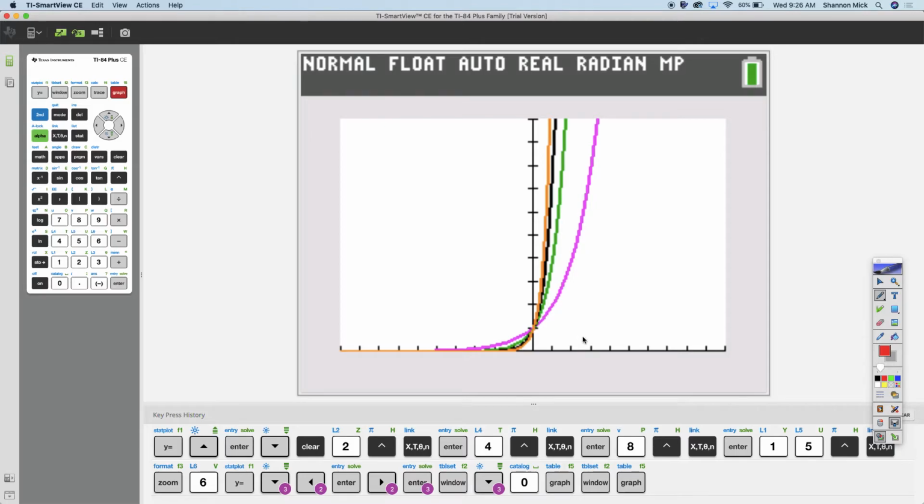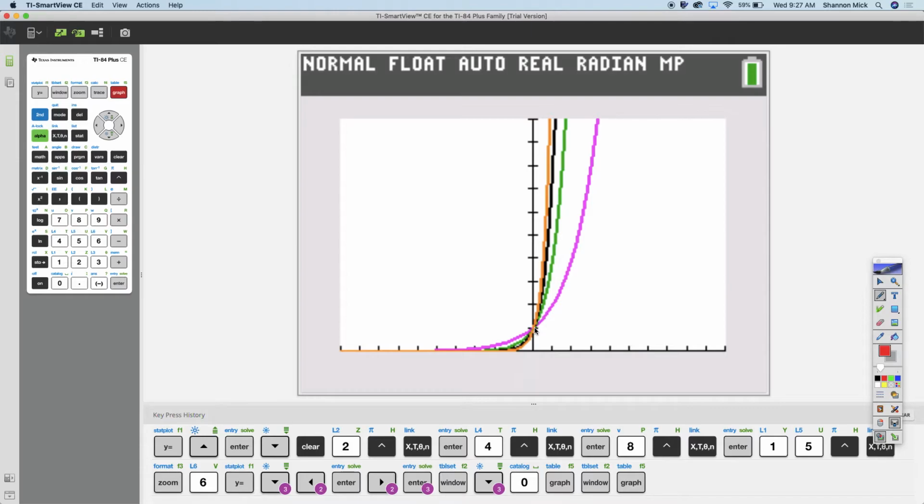Okay, so look at that. You can see that behavior, right? What do you also notice about every single one of these graphs? They hit the 1. So y is 1, that means x was what? What's the x right here? 0. Okay, what do you know about anything to the 0 power?